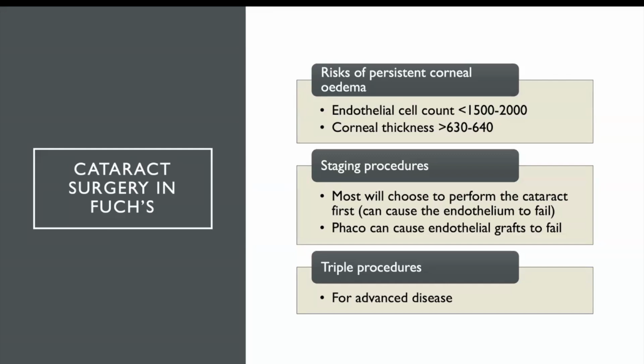For patients who do come in with really thick corneas or with very low endothelial cell counts or with a failed cornea, essentially, you may want to consider doing a triple procedure. So cornea would consider essentially doing the phaco and the graft at the same time.